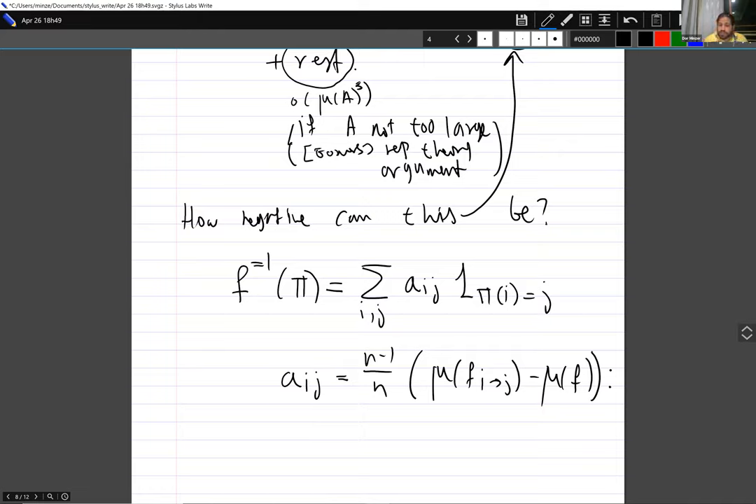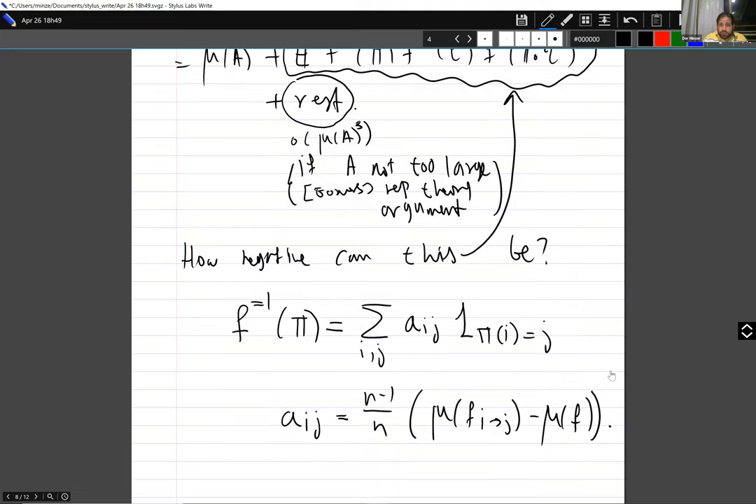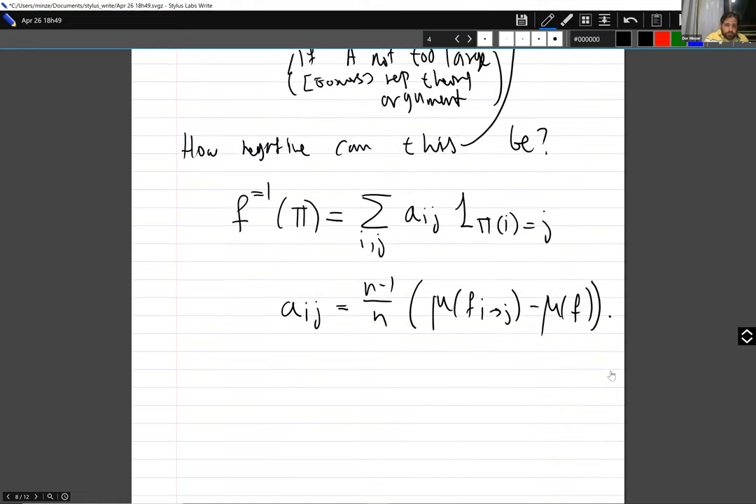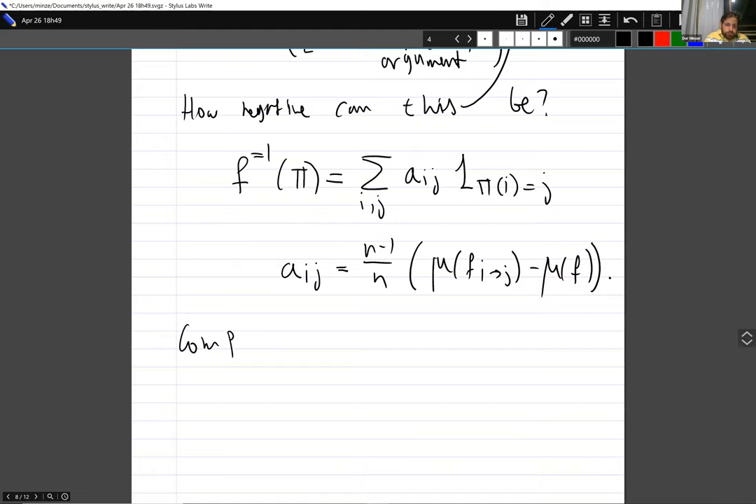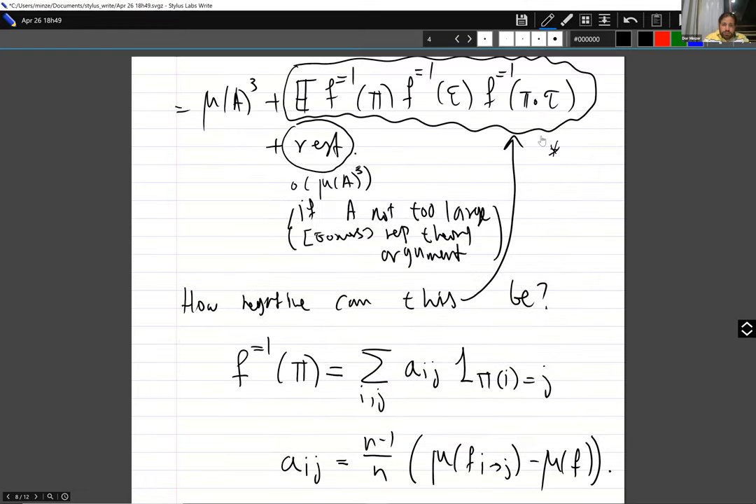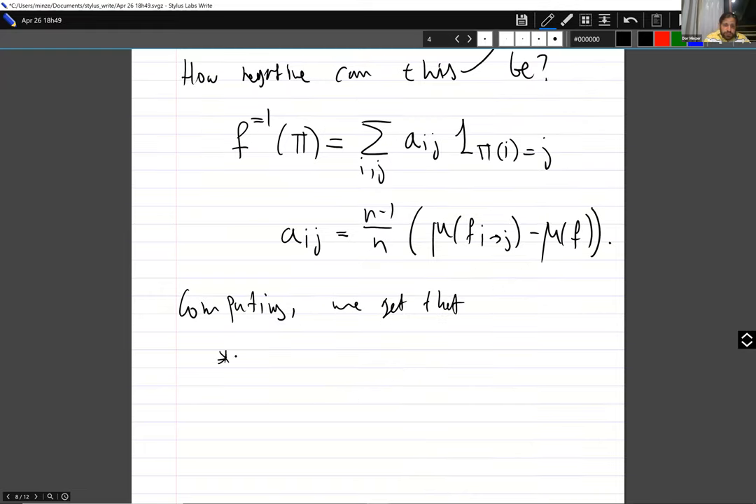So now this becomes interesting because if you manage to find some coefficient that is large, then it means that you found some piece of that original family inside your family. So it makes sense to start to plug that in and see what you get when you compute this expectation. And computing, we get that this expectation, double star, and I'm cheating a little bit, but not too much, is a very nice formula.